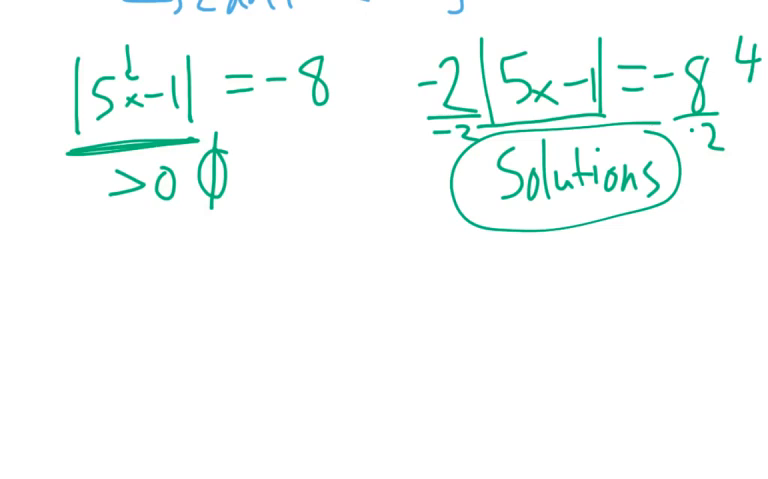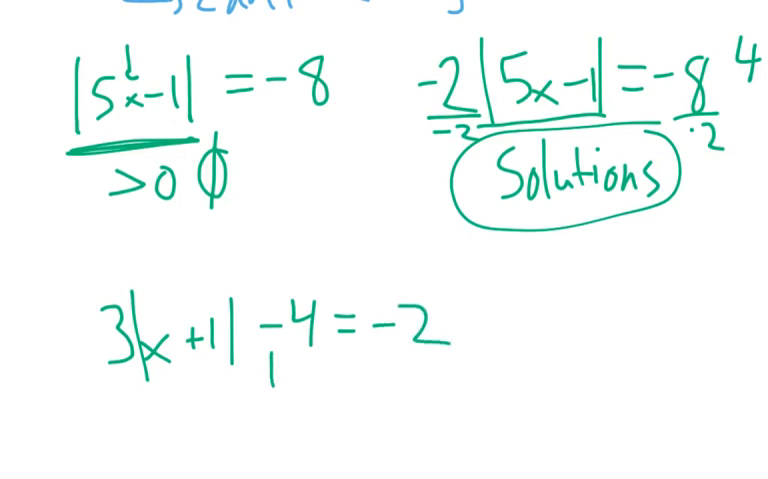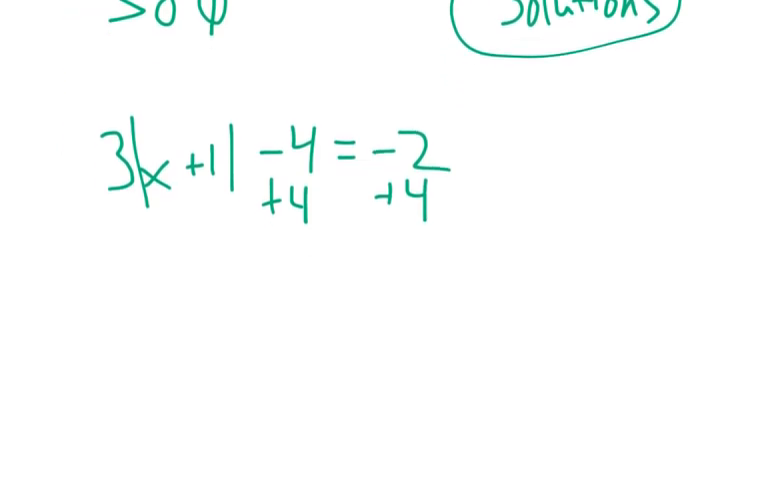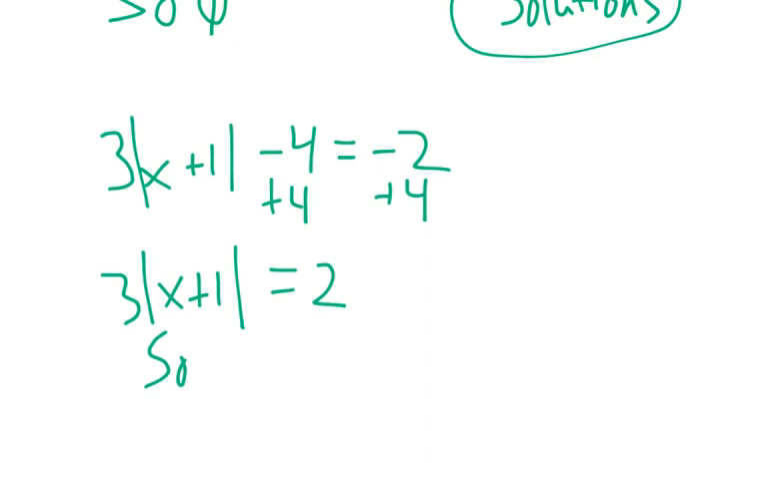Okay? Because again, I could do something like 3 times the absolute value of x plus 1 minus 4 is equal to negative 2. You're going to end up adding 4 to both sides. That's the first thing you're going to do. And now we have a positive absolute value, so it'll be equal to something positive. 3 times the absolute value of x plus 1 is equal to 2. And again, this is something that will have solutions.